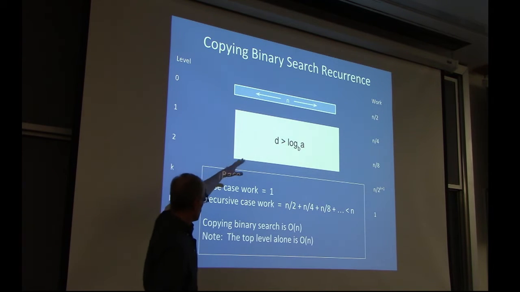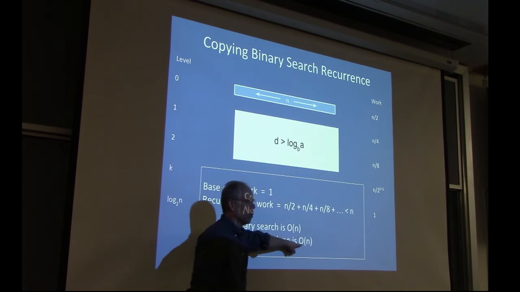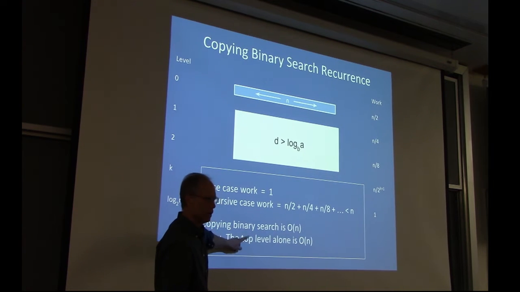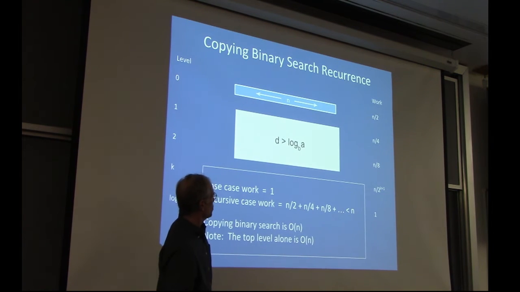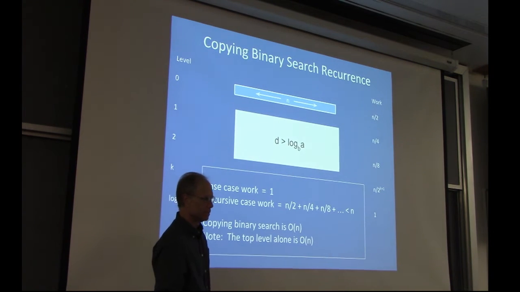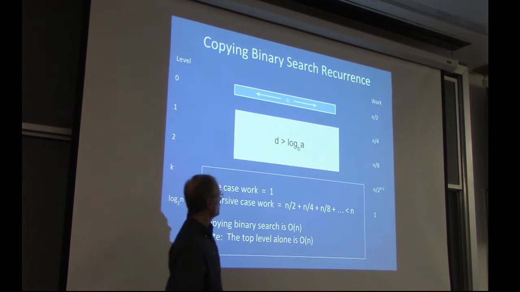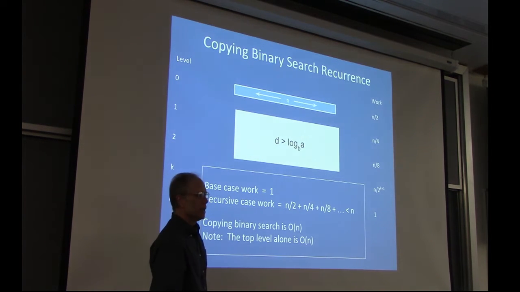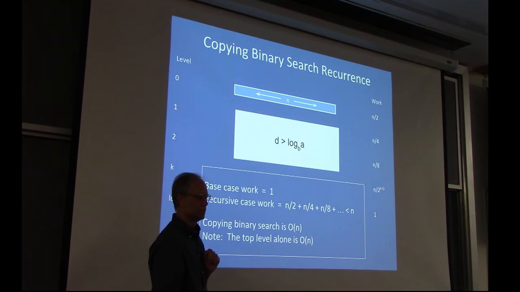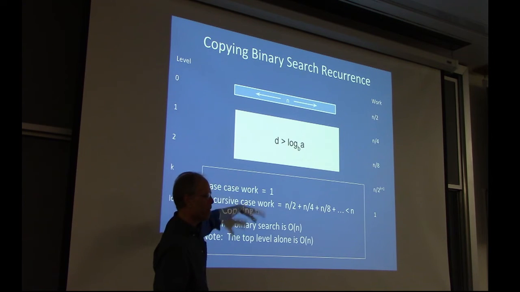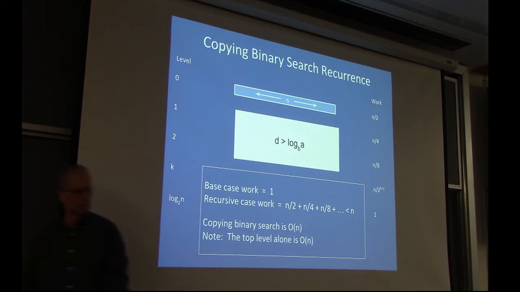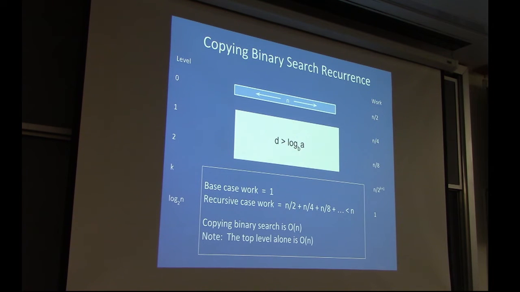And in copying binary search, we found that the top level alone was the entire O of n. Once you did the top level, the rest of the stuff doesn't add up to as much as the top level. And that turns out to be characteristic of a situation where D is greater than log B of A. And when you're in that case of the master theorem, what's the answer? It's O of n to the D. So basically the master theorem is saying when you get this kind of recurrence, all that matters is the amount of work you do at the top level. That's where that case comes from.